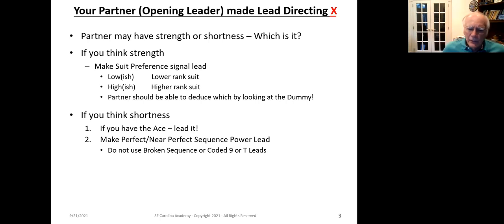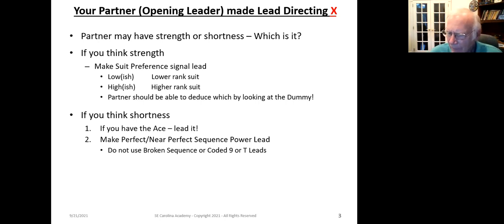Now, there's two things you're going to try to avoid in this situation, and that's leading a broken sequence. Remember the broken sequences, for example, you have the king, jack, 10. Against no trump, you would lead the jack. But against a suit contract, you want to avoid that, especially if you think your partner has shortness in that suit, because what you're going to be doing is just finessing yourself. The same is true of the coded 9 and 10.